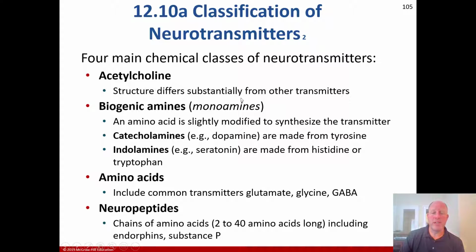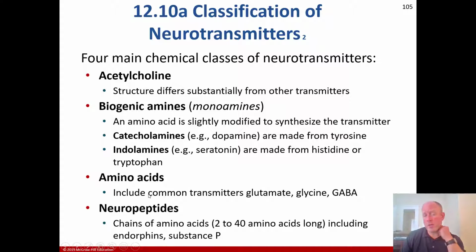Its structure differs substantially from other transmitters. Biogenic amines, or monoamines, are amino acids, the amine, right? They're slightly modified to synthesize a transmitter. Catecholamines are in this category, like dopamine, made from tyrosine. Indolamines, like serotonin, which was misspelled there, are made from histidine or tryptophan.